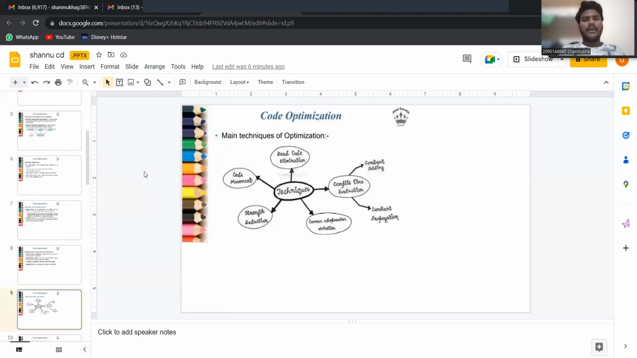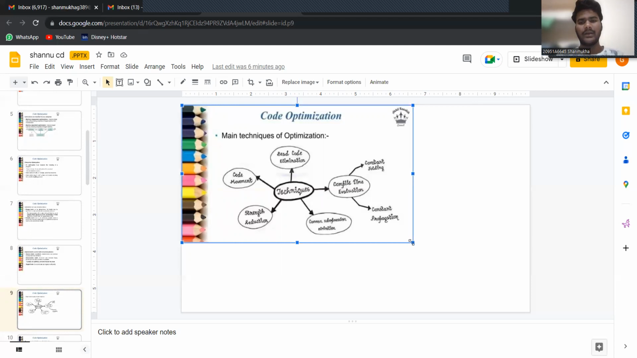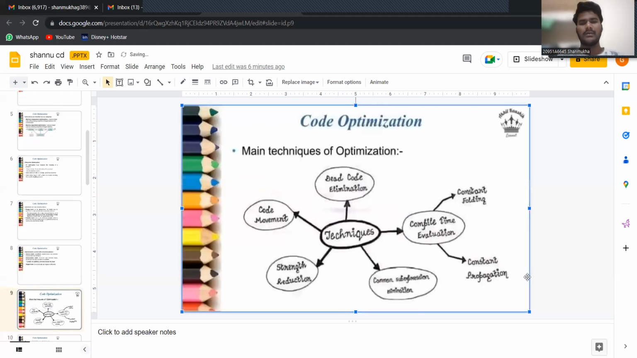And the main techniques of optimization. The major techniques which we use for implementing code optimization are code movement, dead code elimination, compile time evaluation, common subexpression elimination, and strength reduction.